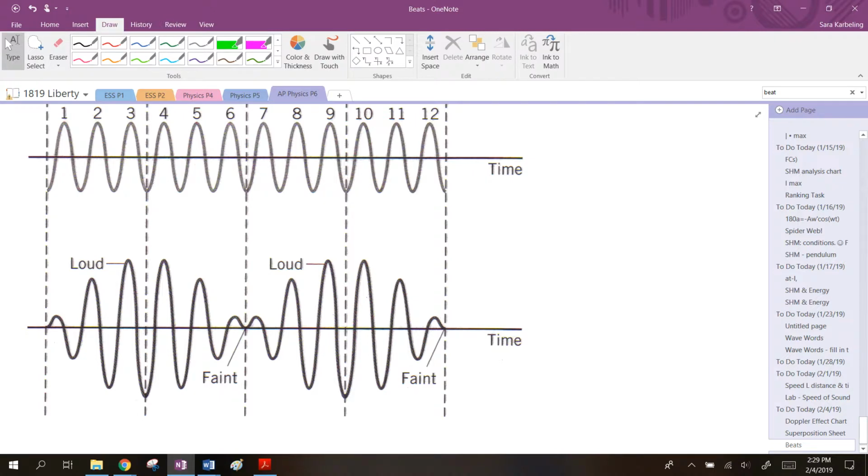Okay, so now that you've heard it and now that you've done the math, we're going to actually see it. So you will have an opportunity today to see this in action. See it? Yeah. You see waves.